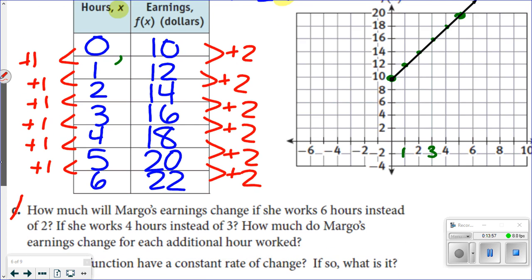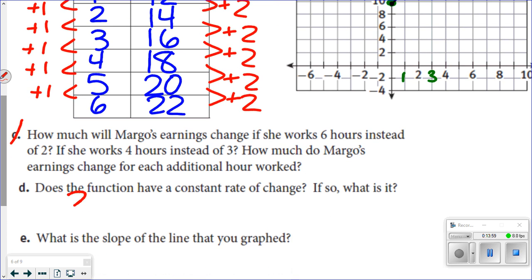My y values are changing by 2. My x values are changing by 1. If I simplify, we get 2. So yes, this is a constant rate of change, and it's 2. Got it?